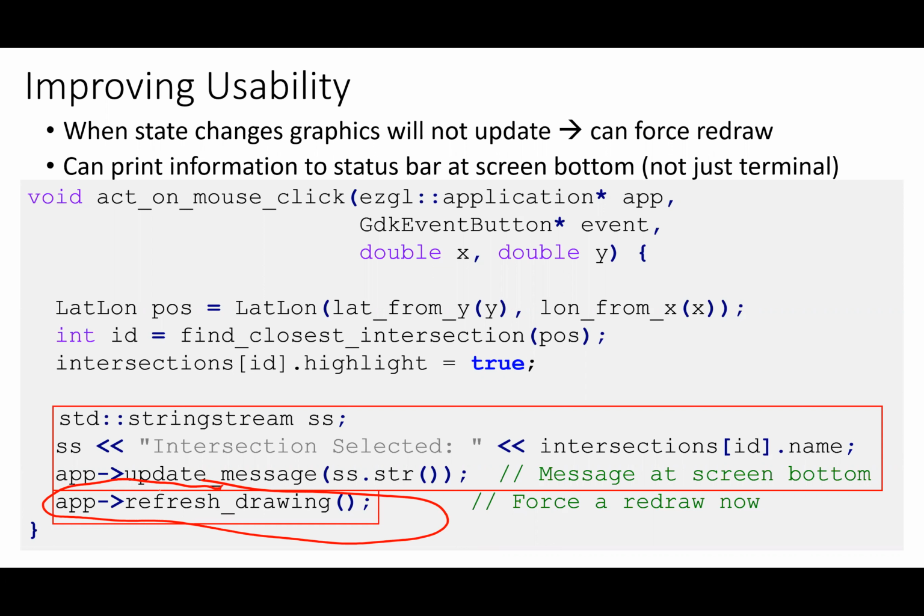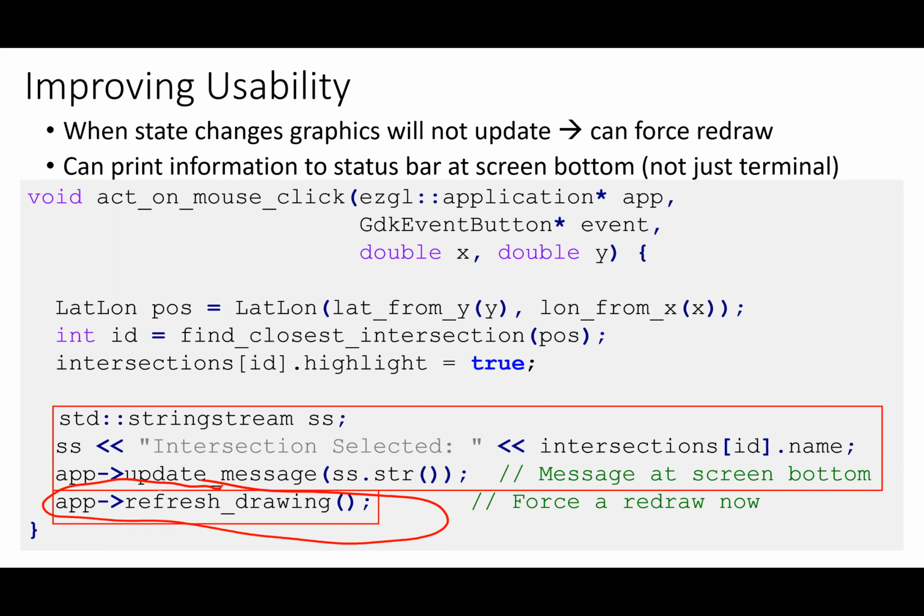If I just draw this intersection in red in my mouse callback, I've duplicated some code, so that's not that nice. And you also have to make an extra call to tell the graphics library, I really want to see the output now, because they're allowed to buffer things up for efficiency.